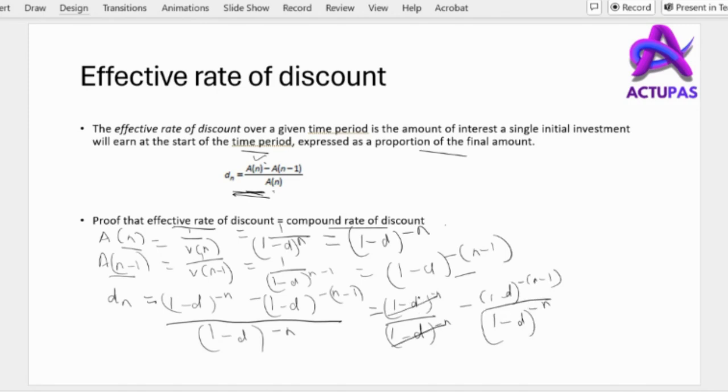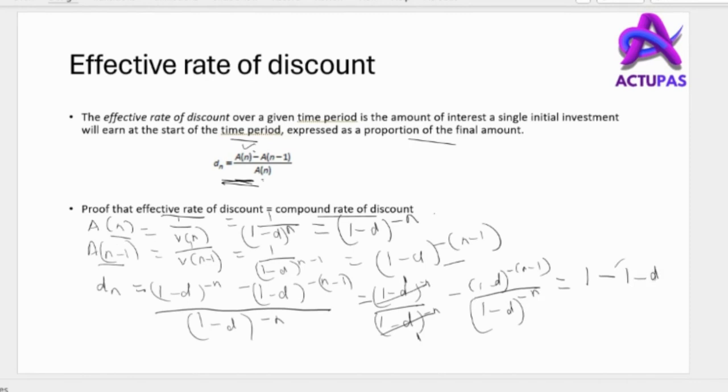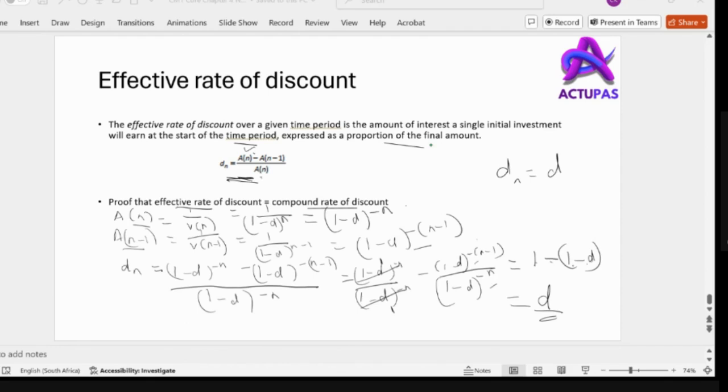And this becomes 1. And here, if you subtract the powers, negative (n minus 1) plus n, this becomes 1 from this one, minus (1 minus d) from this. This 2 becomes 1 minus d. This is equal to d, because these ones cancel each other, and then negative and negative becomes positive d. So this is a proof that d_n is equal to d. The effective rate of discount is equal to the compound rate of discount. So thank you. This brings us to the end of the chapter.